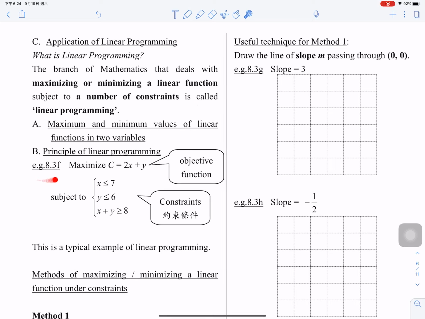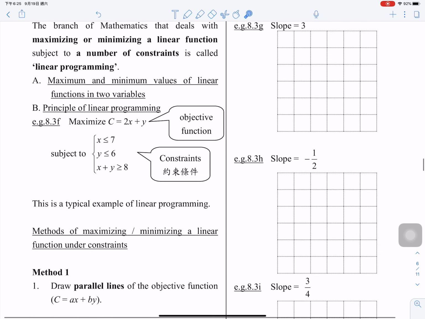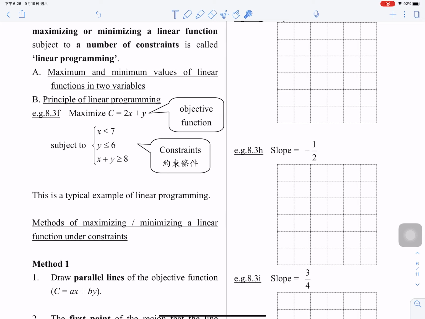Okay, I'll give you an example, 8.3f. Now we want to maximize C. This one we call an objective function. C equals 2x plus y, the objective function. We want to maximize this under these constraints, subject to these three constraints. This is a typical example of linear programming.